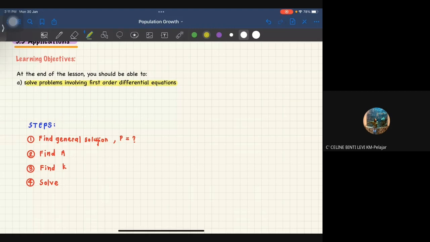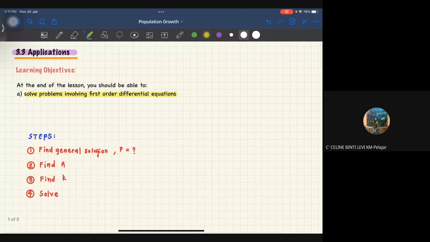Okay, so dalam applications 3.3, kejap saya rasa macam laju sangat pula saya masuk. Semua okey? Dah ready nak belajar? Ready, Miss. Ready. Okay, jom.